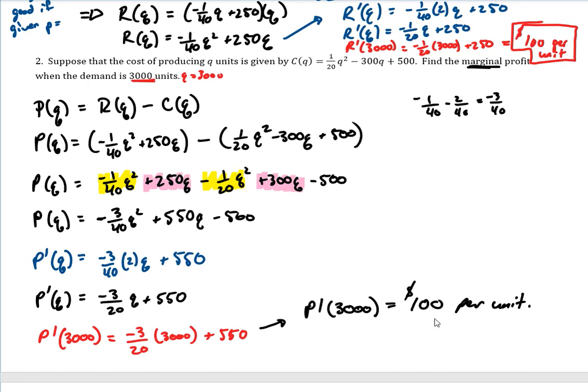Okay, so that is the marginal profit. So that again means the profit would be $100 per unit at 300 units. So selling one more unit gains them a profit of $100 at that level. Okay, so that's it. So that's how we can break down these business problems.